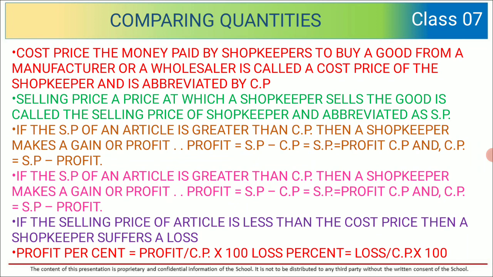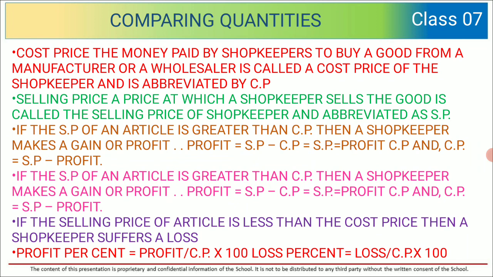If the SP of an article is greater than the CP, then a shopkeeper makes a profit. But if the SP, that is the selling price of the goods or the book set, is less than the cost price, then there is a loss. Many times, children, you might have seen discount offers in malls and shops, where a sari which is at 500 rupees, its cost price, is now sold at 450. So a 50 rupees loss is borne by the shopkeeper.